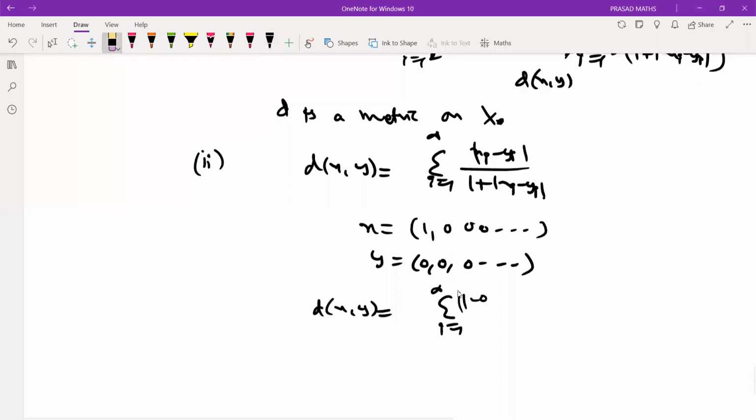What you get is 1 plus 1 minus 0. That is exactly what? 1/2. Right? 1/2. 1 minus xi minus yi by 1 plus xi minus yi.